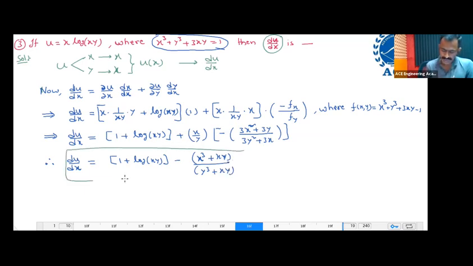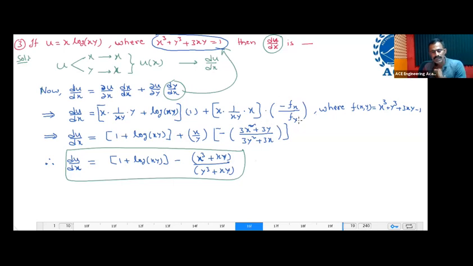Now this is the result. Here we cannot find this dy by dx directly. That is why we are finding this dy by dx from this implicit function by using the implicit differentiation method. Just now I told you that while finding the total derivative, we may require partial differentiation and the implicit method like this. Okay, let us go to problem number 4.